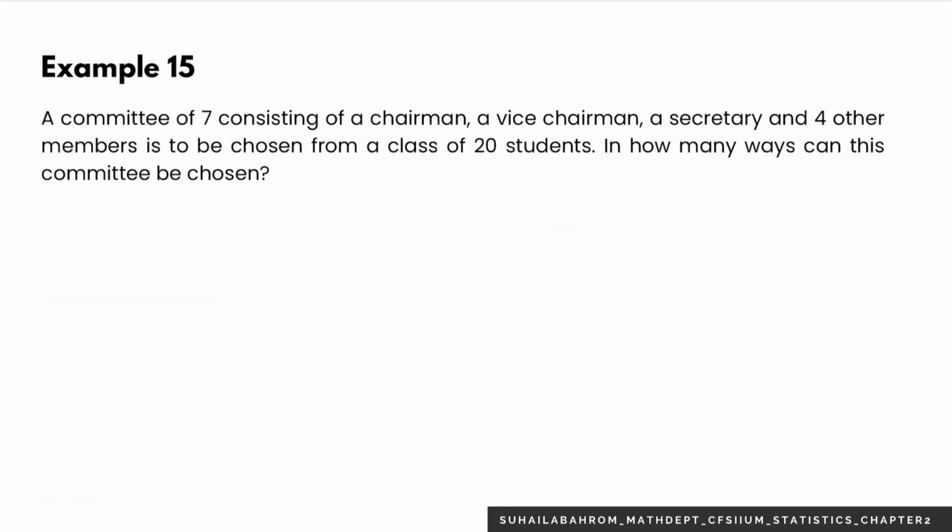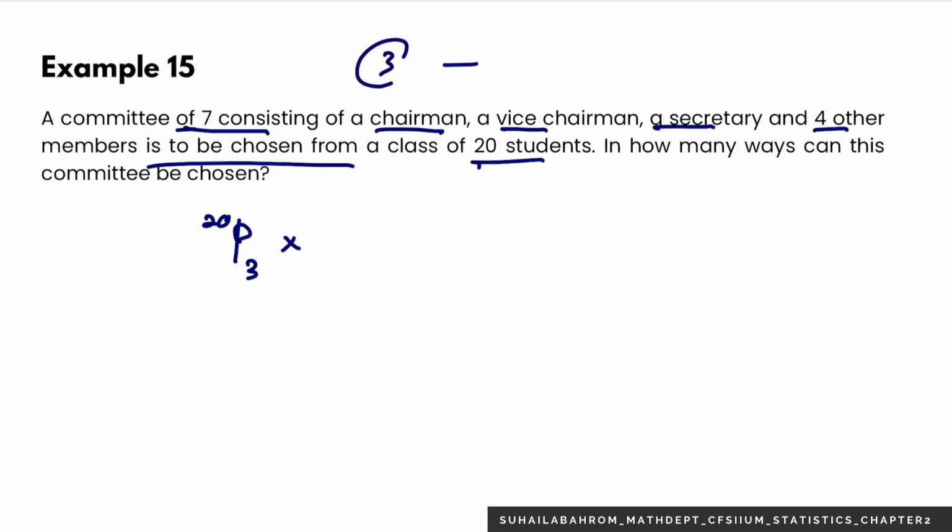Now let's look at the next one. A committee of 7 consists of a chairman, a vice chairman, a secretary, and 4 other members to be chosen from a class of 20 students. In how many ways can a committee be chosen? So we have a total of 20 people for you to choose the first 3 specific positions, and for the remaining, since we already have 3, we must have the remaining 17 people for the committee. Therefore, for the committee, we have 17C4. So the total number of ways is 16279200.